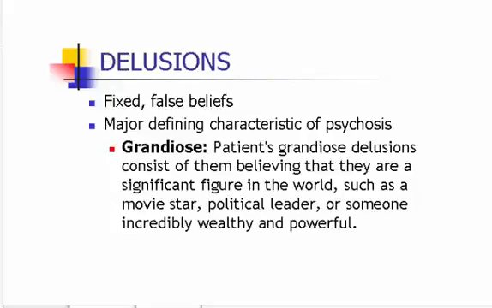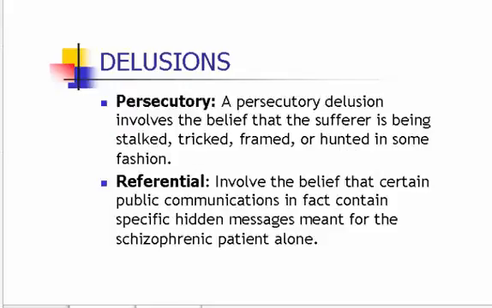Grandiose delusions, again especially in schizophrenia. These are the ones where they believe that they are famous, or incredibly wealthy, or very, very powerful. Persecutory, again, a common one that patients share is that the FBI or other people or spy institutions are after them. And then referential, that they believe that there are certain public communications that contain specific hidden messages.